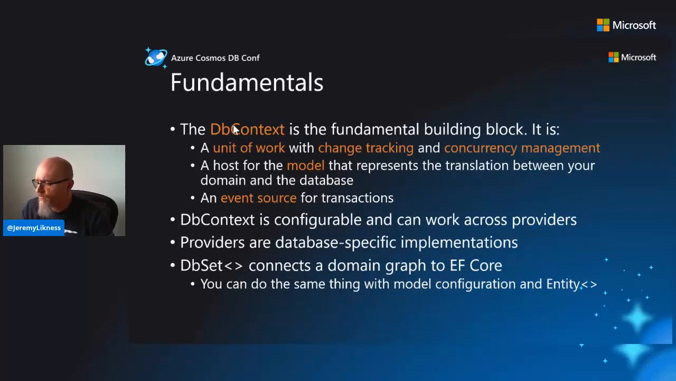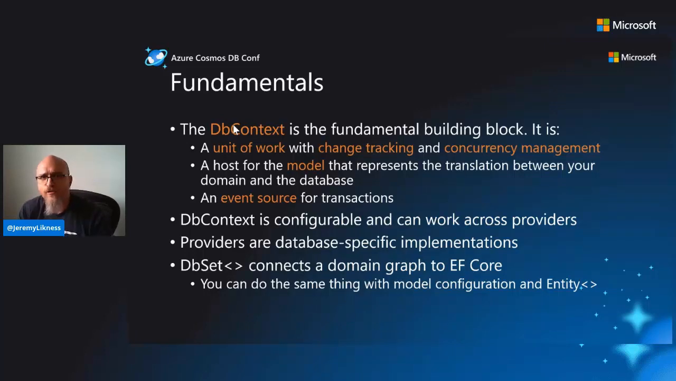So I covered a lot of information, but to be clear, DB context is the building block. It works like a unit of work. So you can take a DB context, perform multiple operations, then call save changes and have everything batched at once as your update. It handles change tracking. It also handles concurrency, and we'll take a look at that. It hosts the model that represents how I connect my domain to my backend database engine. And I can fluently configure that.